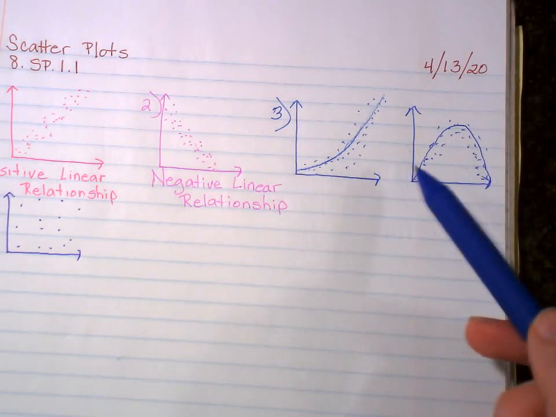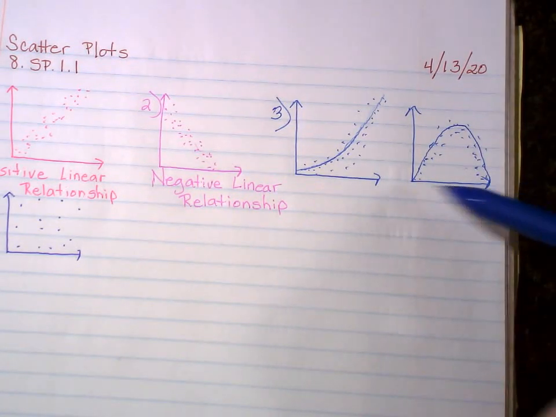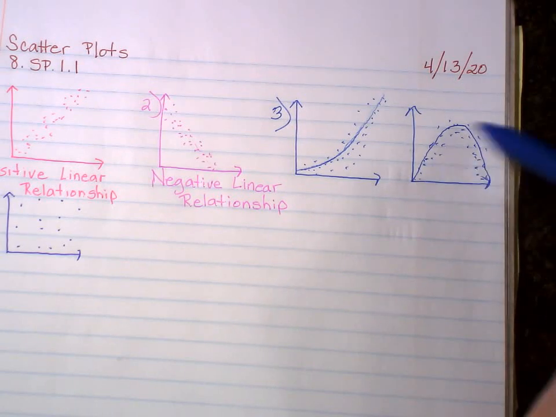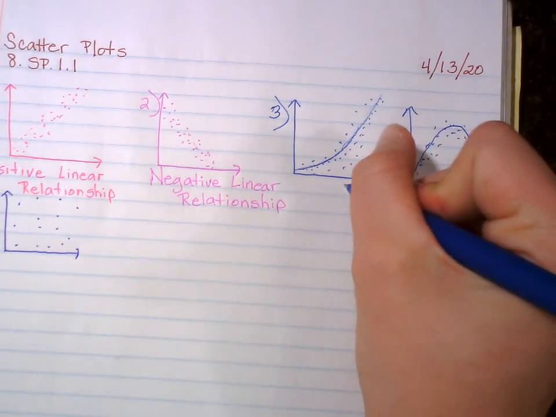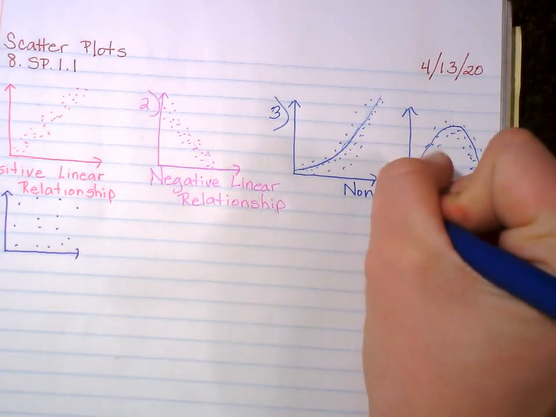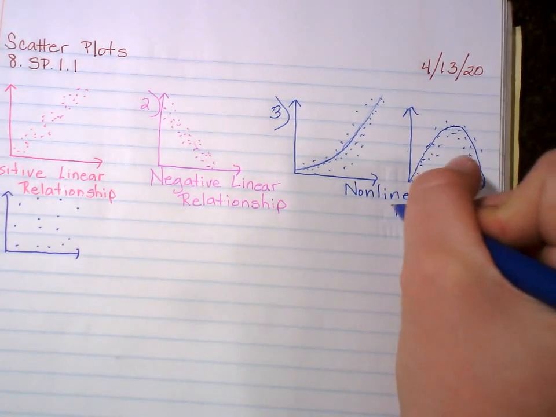So these show that there's definitely a relationship between the variables. There's definitely some type of line we could draw through it, but it's not a straight line. So when it's not a straight line, but there's still a relationship, it's called a nonlinear relationship.